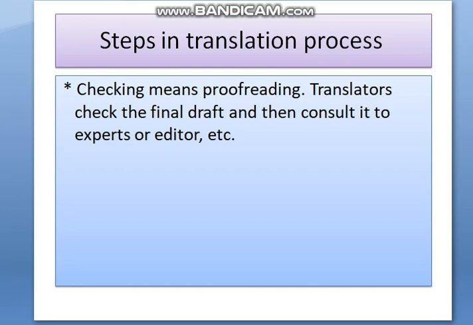Next lecture, I will give you a text and ask you to translate it from the source language to the target language.